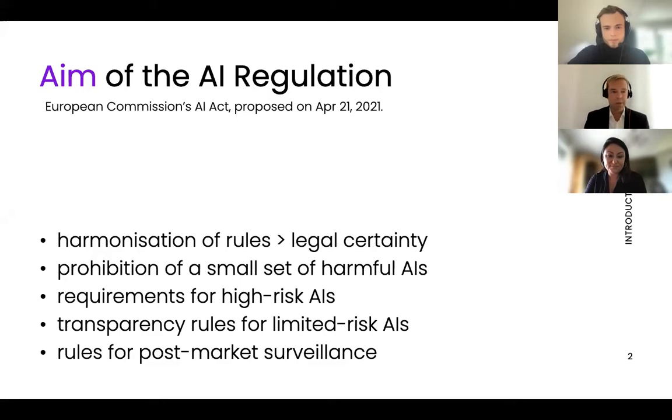A second aim of the regulation was to define a very small set of harmful AIs whose risk is considered unacceptable and therefore will be completely prohibited under the new regulation. A third aim was to define a set of requirements that manufacturers as well as users of high-risk AIs must comply with. The fourth aim was to define transparency rules that so-called limited risk AIs have to comply with. And the final aim was to come up with rules for ongoing post-market surveillance to make sure that the AI systems under consideration continuously work in a compliant and safe way.